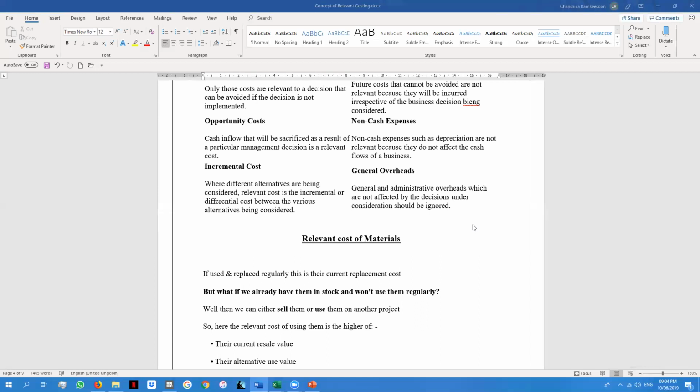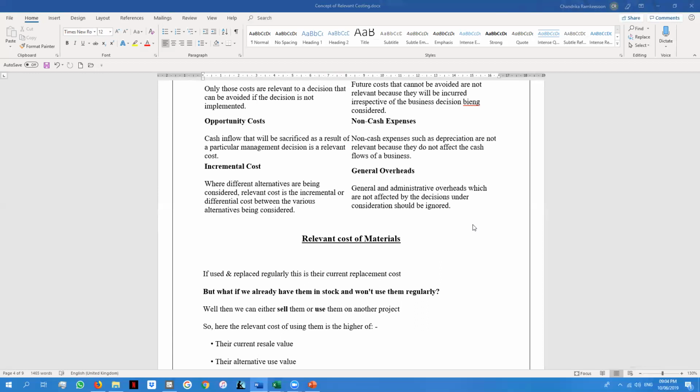What that means is this. There are certain specific rules of relevance that must be applied to the different cost elements to figure out whether they are relevant or not. Let me use an example. Let's take, for example, a material cost.